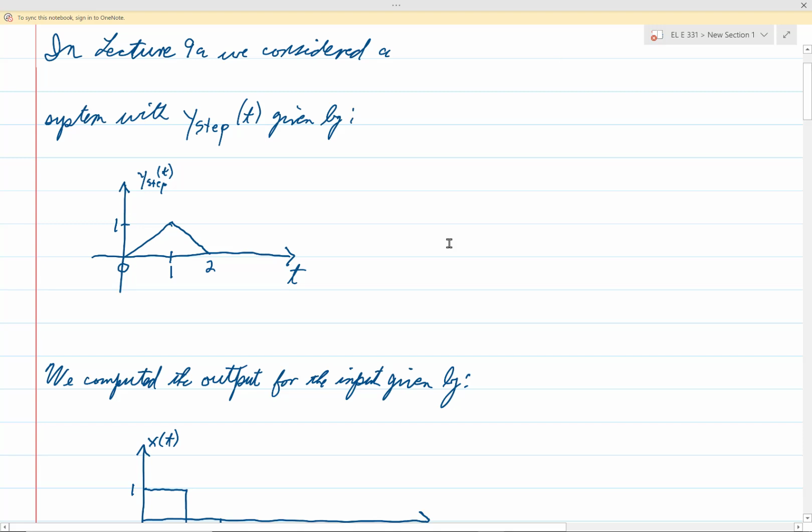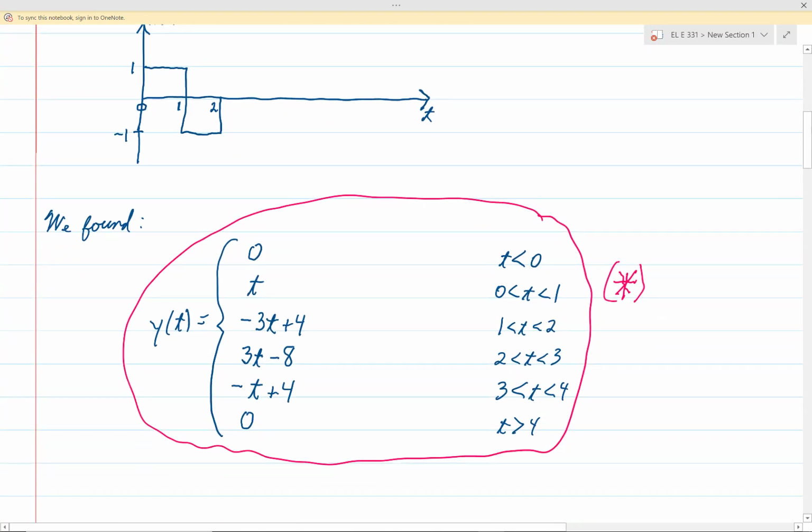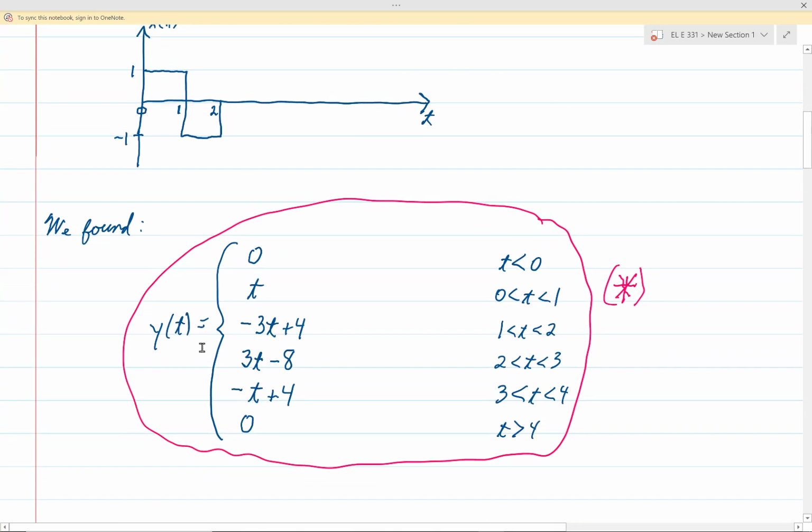And in problem 2.5c, what we wanted to do was to find the response of that system to this input. And what we found was this. This was the output that would result from this input. And so I'm circling that answer and putting an asterisk beside it, because we will refer to that later in this lecture.